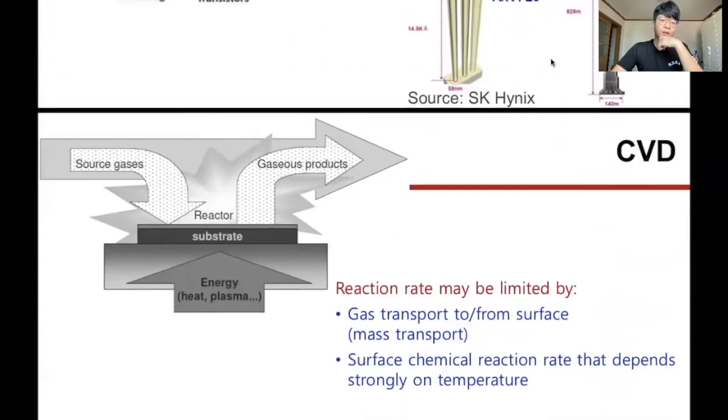The CVD process can be set in three steps, like, as I said, etching or lithography or doping. We first mass transport the source gases, source materials, to the substrate, and then we react with the substrate, and then we remove the byproducts, gaseous products.